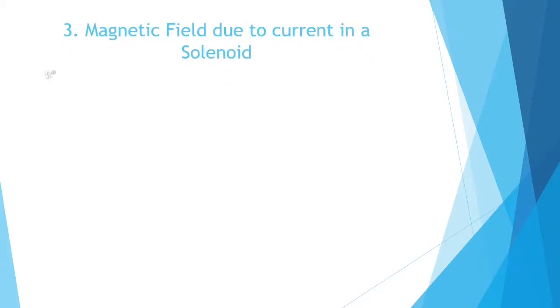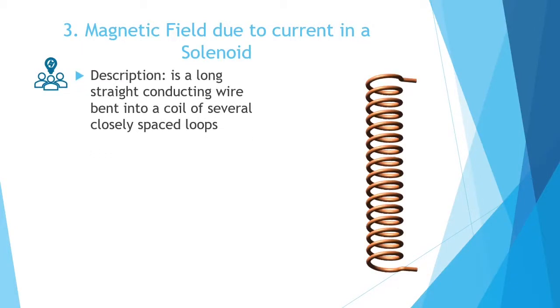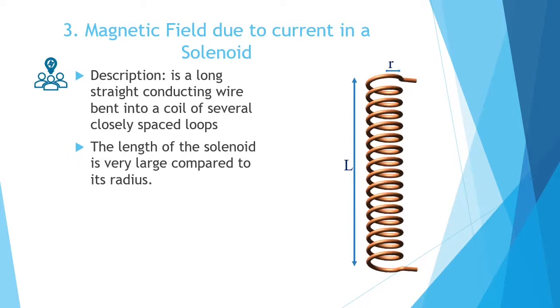First of all, what do you mean by a solenoid? A solenoid is a long straight conducting wire bent into a coil of several closely spaced loops as shown in the adjacent figure, such that the length of that solenoid is very large compared to its radius.